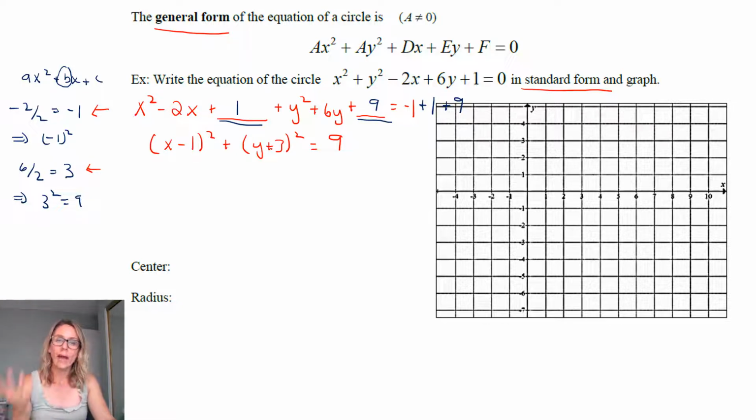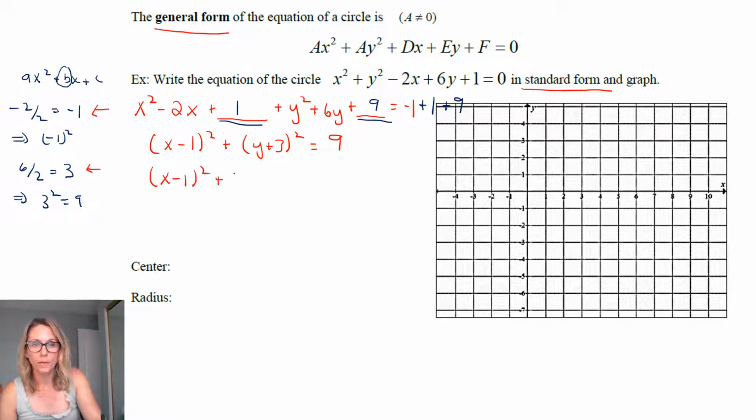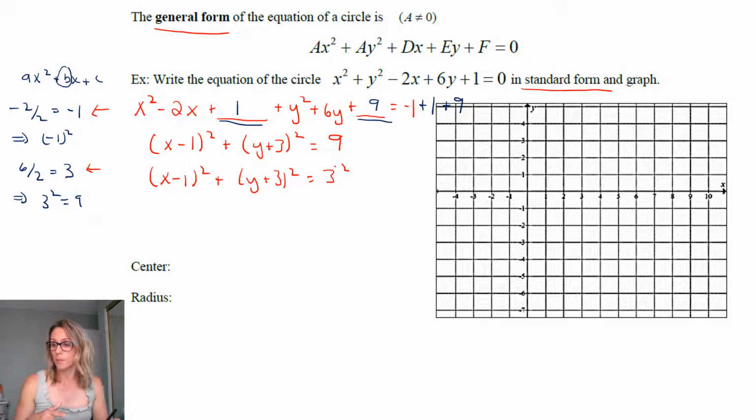Notice now we have it in standard form. You could, if you wanted to, write x minus 1 squared, y plus 3 squared equals, and you don't want to forget, 9 is 3 squared. So you have all the pieces that you need. See if you can write out what you think the center is. You can write out what the radius is as well. If you want to try to graph it first, that would be great. See what you get.